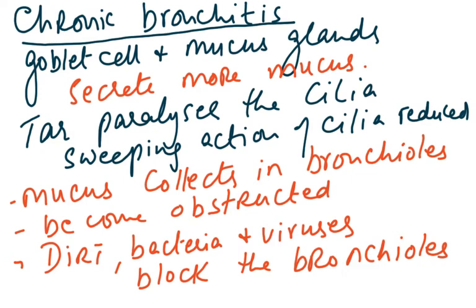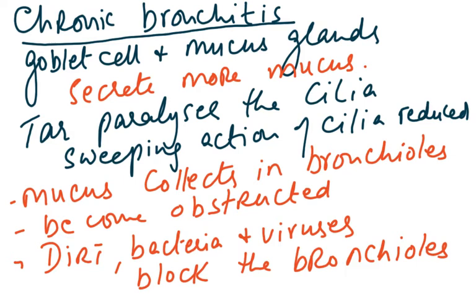So chronic bronchitis: goblet cells, mucus gland, more mucus, cilia paralyzed, all this mucus collecting in the bronchioles, resulting in damage. And of course, the person has a smoker's cough, which means that in the morning he is going to bring up a lot of phlegm. Phlegm is the yellowish sticky mucus with all the dust and everything sticking to it. And that is brought up in the cough early in the morning, because as he gets up in the morning, he's going to bring all this up.